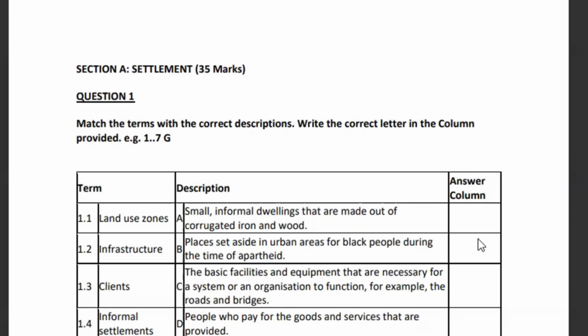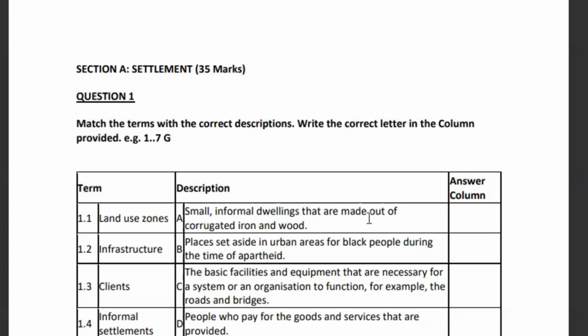The first question is always a low order question, which is match the terms with the correct descriptions. Write the correct letter in the column provided. For example, 1.7 equals to G.